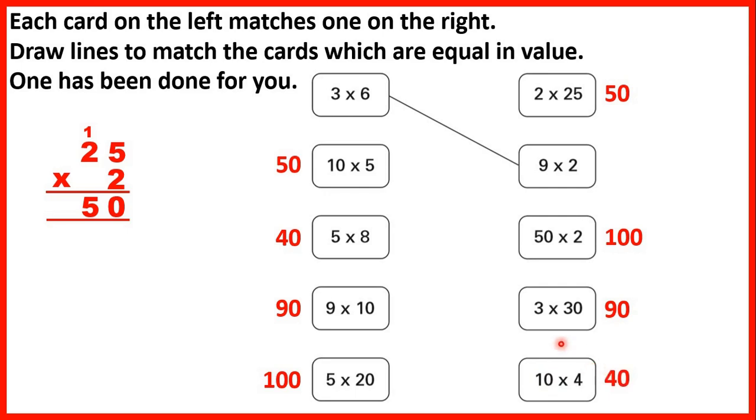So now that we know the value of each card, we can match them up. 10 times 5 and 2 times 25 are both 50, 5 times 8 and 10 times 4 are both 40, 9 times 10 and 3 times 30 make 90, and then 5 times 20 and 50 times 2 are both 100, so have the same value.